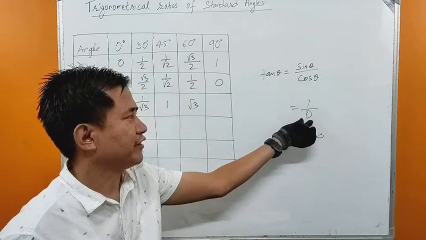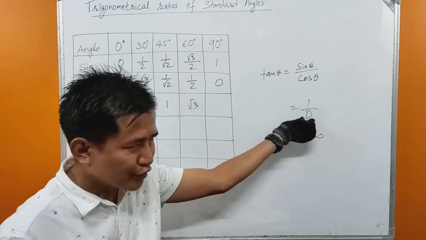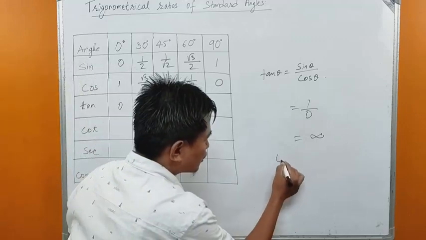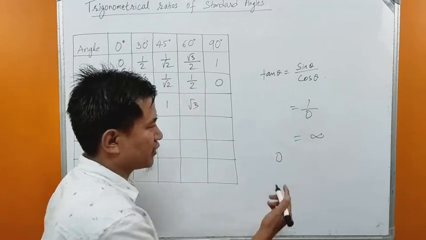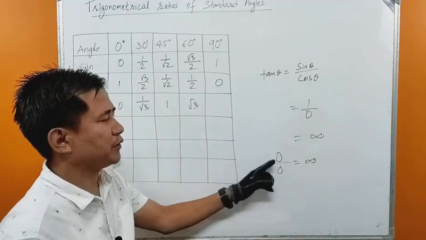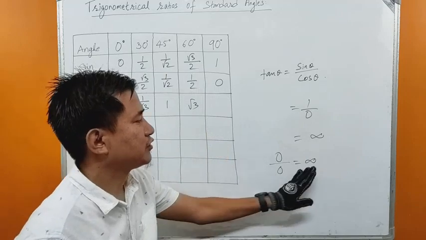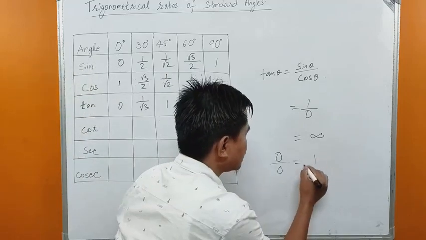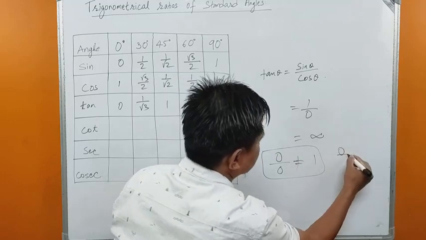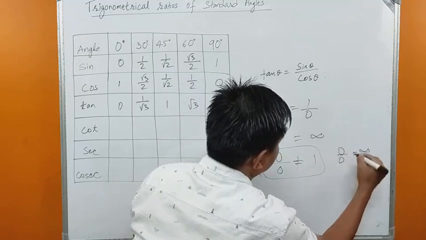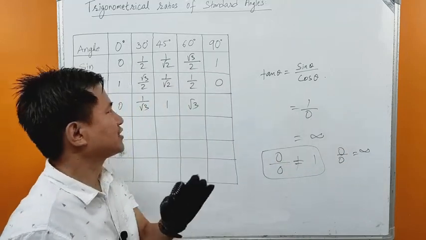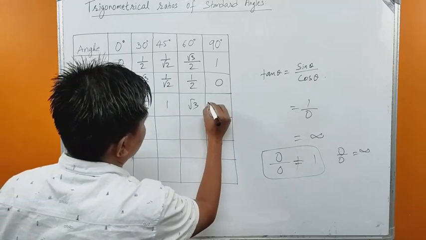Undefined. Whenever there is 0 in the denominator, whatever be the number in the numerator, it doesn't matter whether it is 0 or any other number. 0 upon 0 is also undefined, okay? 0 upon 0 is never equal to 1. This is not true. 0 upon 0 is also undefined. So whenever there is 0 in the denominator, the answer is always undefined. So this is undefined.